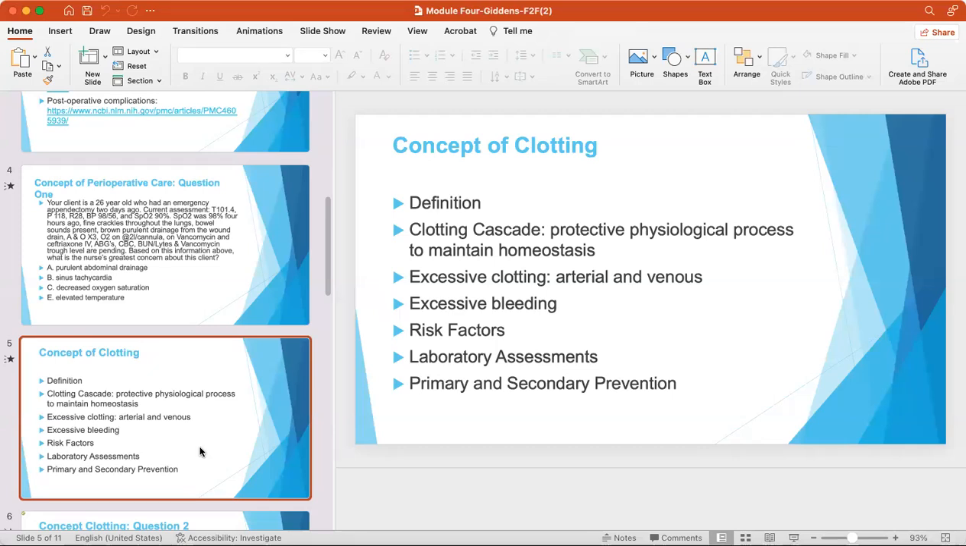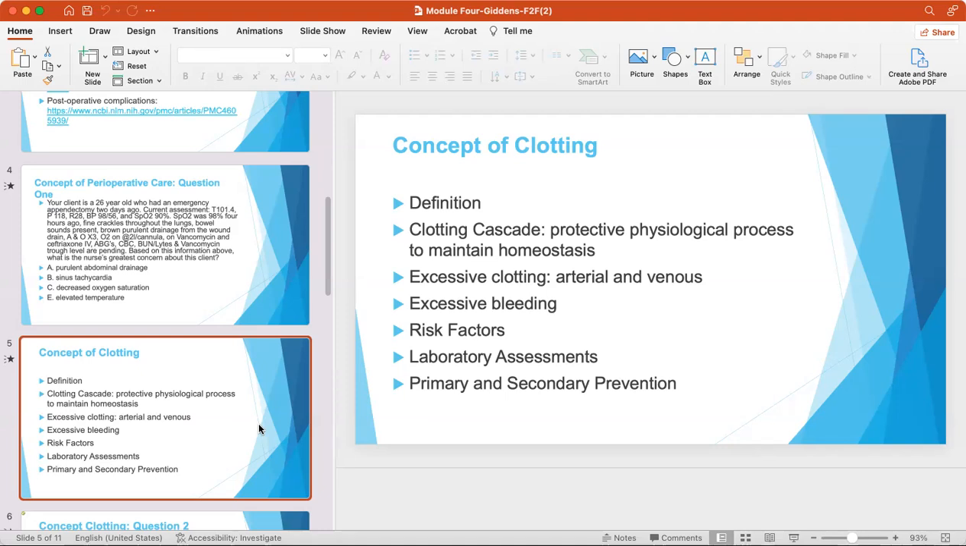All right, your next concept here is clotting. The definition is when blood physiologically changes from a liquid to a semi-solid gel. In the normal clotting process, the damaged vessels, platelets, and clotting factors work together to stop the bleeding.